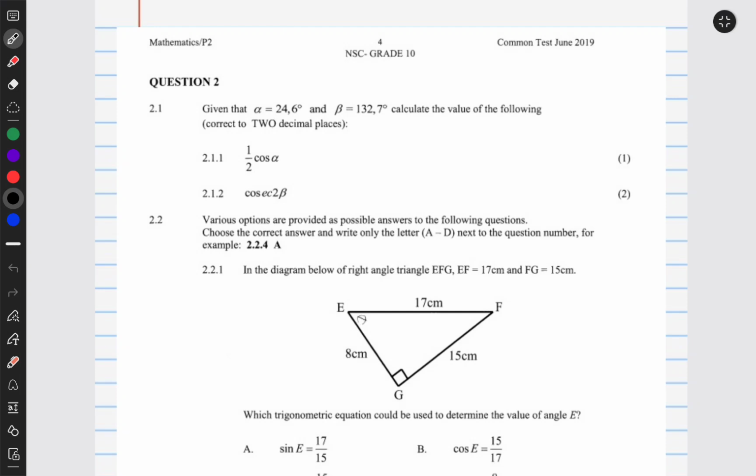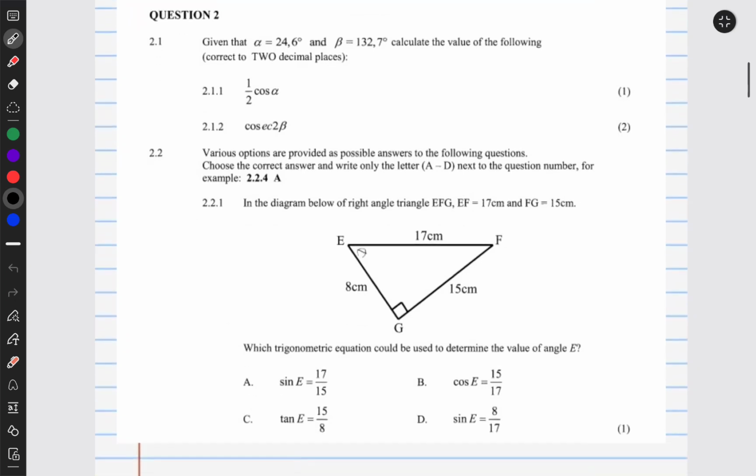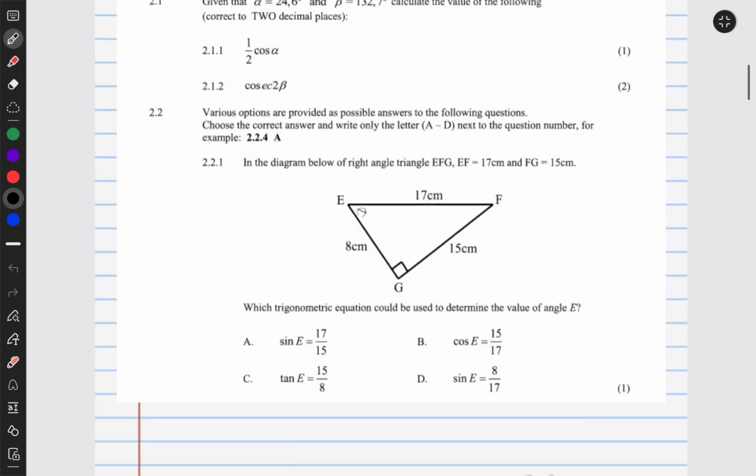For question 2.1, given that alpha is equal to 24.6 degrees and beta is equal to 132.7 degrees, calculate the value of the following correct to 2 decimal places. Okay, so once they tell you that the answer will be in decimal places, you just know that you'll have to use your calculator. Most of the time you'll have to use a calculator.